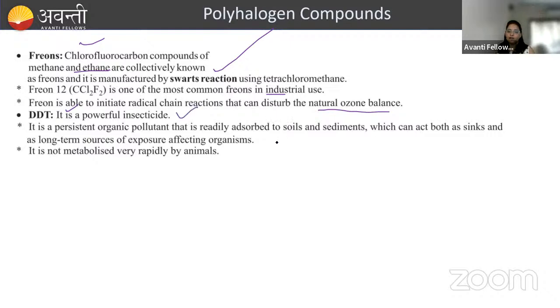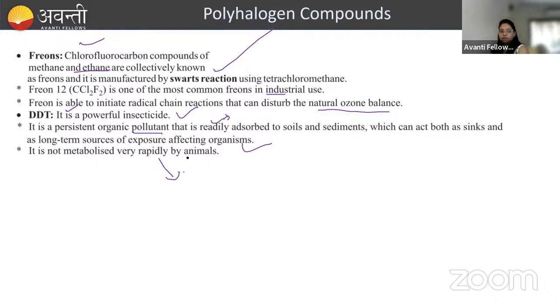DDT is what? A very good insecticide. Okay, it is used as an organic pollutant, which can act as both a sink as well as a long-term source of exposure for organisms. It is not metabolized very rapidly by animals. It does not get metabolized so easily by animals, that is why it is a very good pollutant.